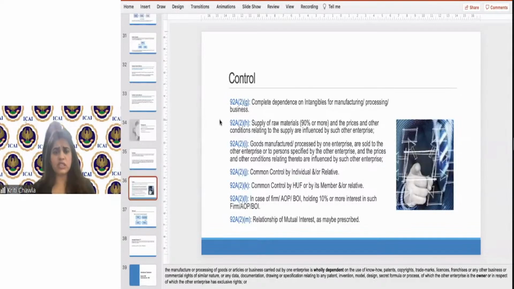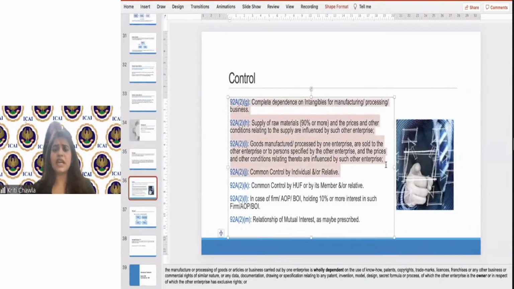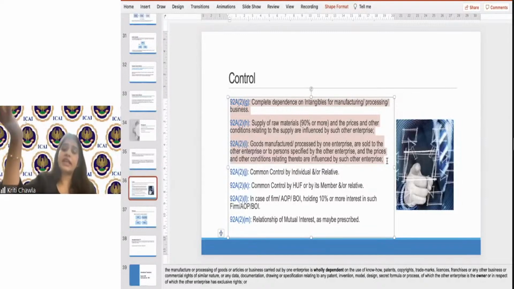So if you look at these three conditions, you will understand that in terms of transactions between two enterprises, there is a lot of control that exists. If you're supplying raw materials or if your manufacturer is dependent on someone else's intangible, they will become related to each other. So there's a lot of control involved. And hence they say that these two enterprises will become related to each other because there is a lot of control between them.